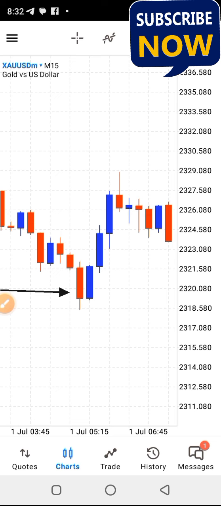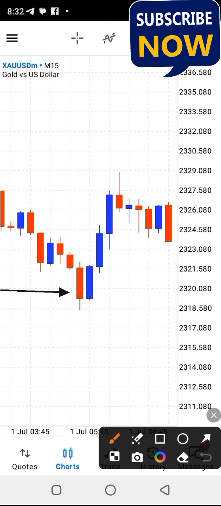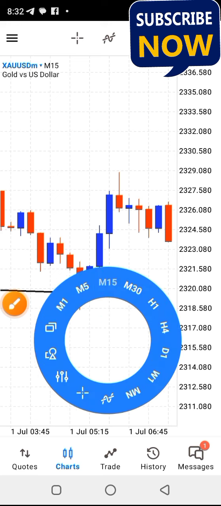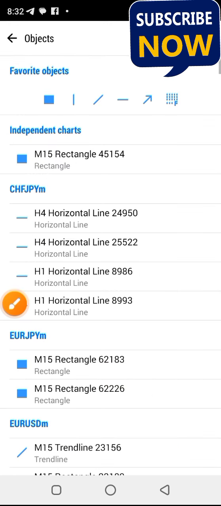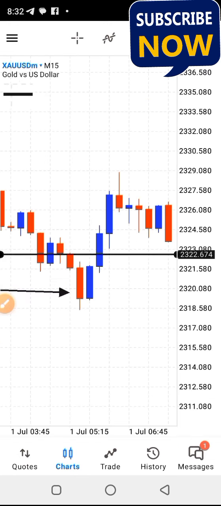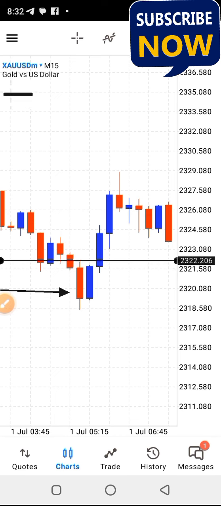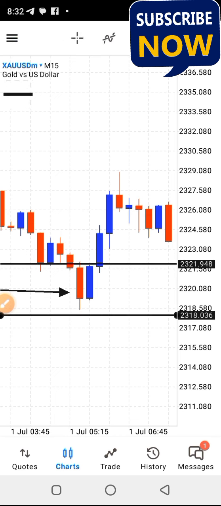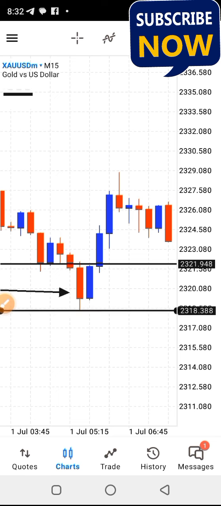Right now I'm on the 15 minutes time frame. If I go down to a lower time frame, it could be two candles that form this order block. You can see the order block right here. This one that I pointed out with an arrow, this red candle right here, that's the order block from which this bullish momentum came. So let's get to horizontal lines. I want to mark out the boundary of that order block, from the tip of its wick to the bottom. Okay, so this is my order block.